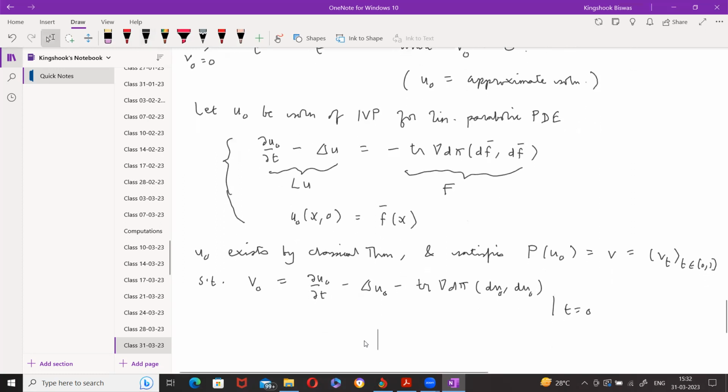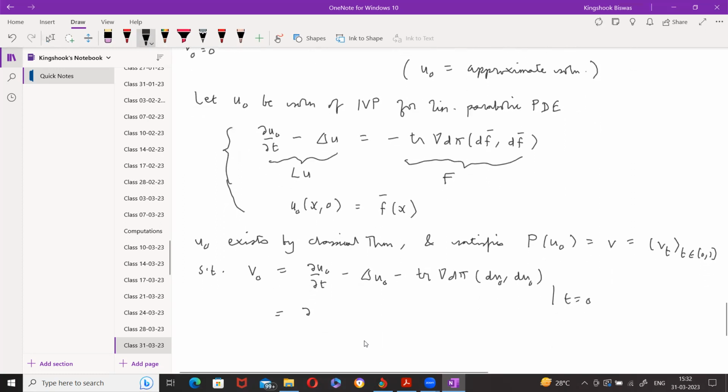So this thing is equal to del u naught del t minus Laplacian u naught minus trace of nabla d pi df bar, at time t equal to 0, which is equal to 0 by construction. Sorry, this should be a plus sign. Yeah, plus. Is this okay? Yes. So this satisfies V naught equal to 0.